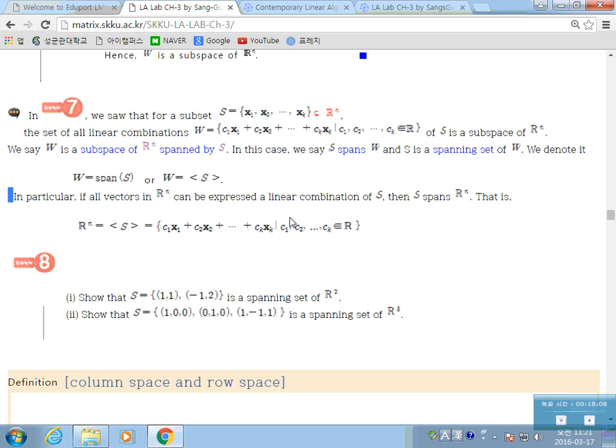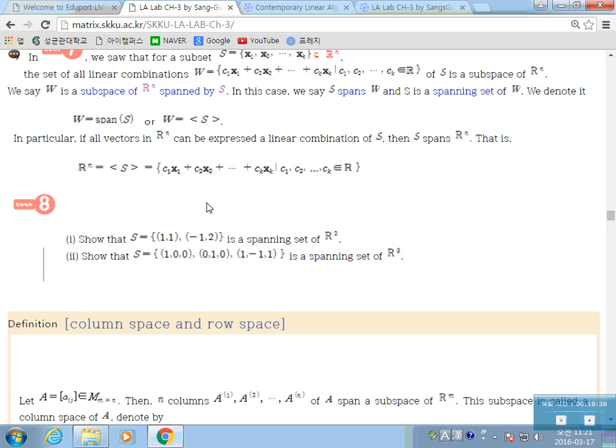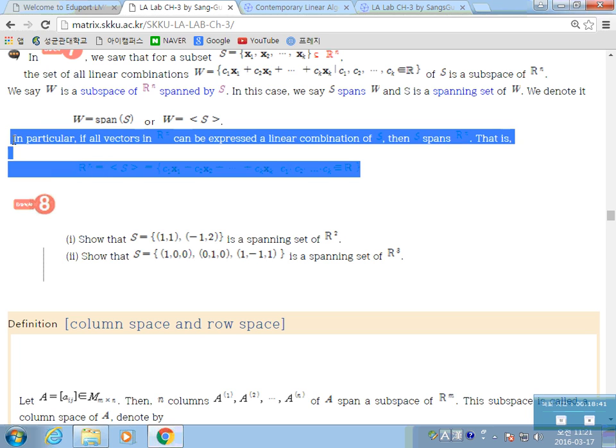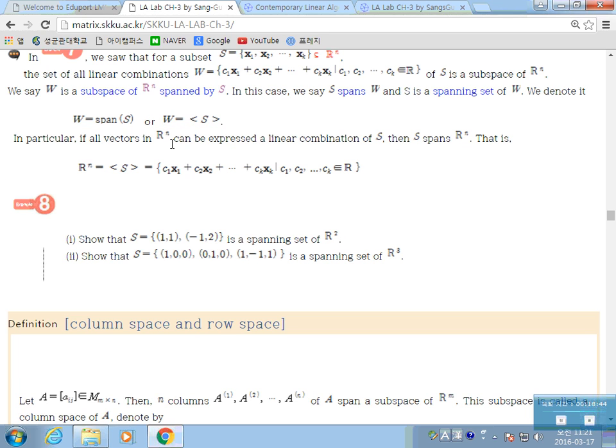Okay? So if you have a set of K vectors, then you can always generate the set of all linear combinations of those, which is the span of S. We know it is always a subspace of Rn. That's the whole idea. In particular, if all vectors in Rn can be expressed as a linear combination of S, then we say S spans Rn. That means Rn is the same as the span of S. This is a special case when S spans all vectors of Rn.